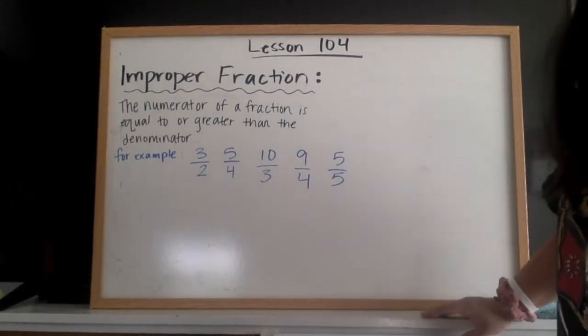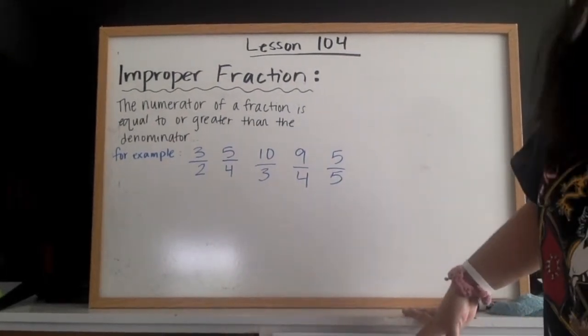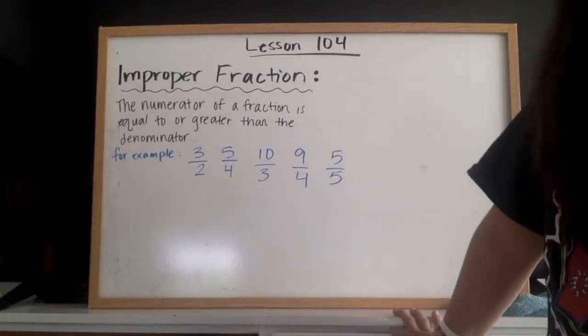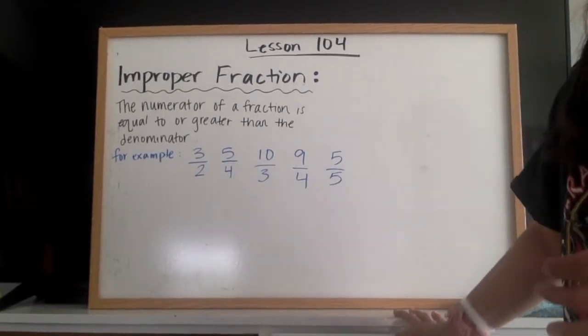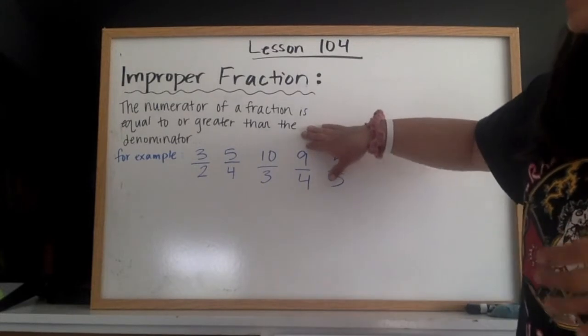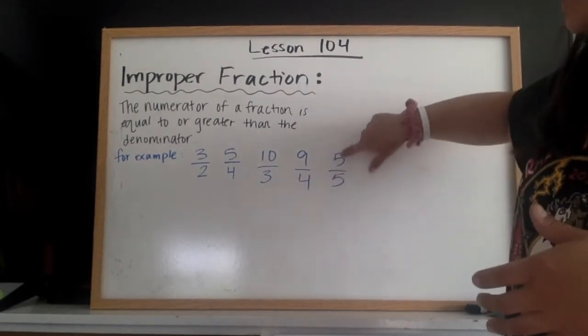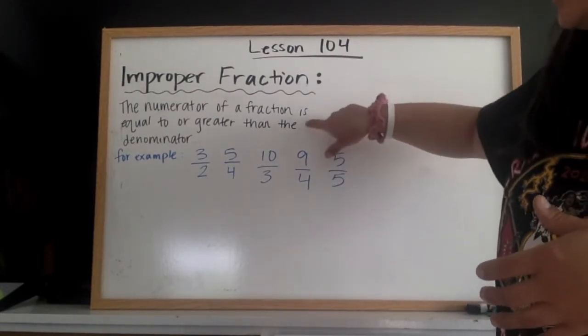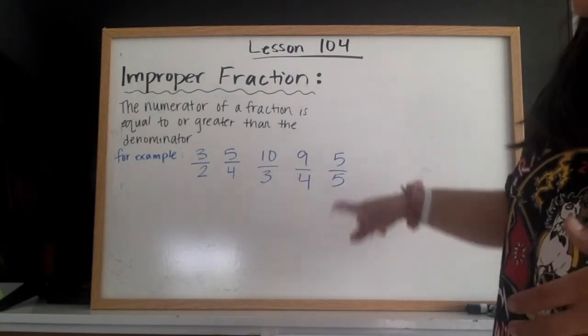Going over lesson 104 today. Lesson 104 talks about improper fractions. Now, an improper fraction, I have the definition here. It's when the numerator, so that top part of the fraction, is equal to or greater than the denominator.